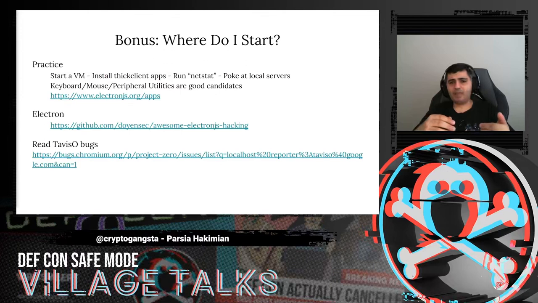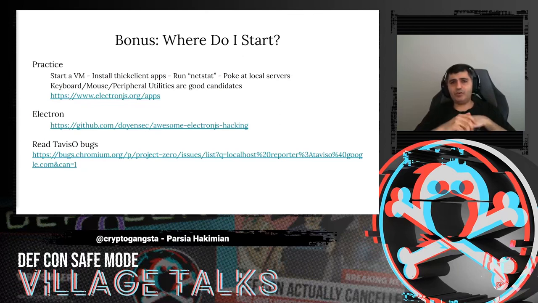So I've talked a lot about how to find things and how to fix things, but your next question is, how do we get started in this niche? Practice is the best thing. Start a virtual machine, install a bunch of these thick client apps, run netstat, see what servers you have. Start poking at those servers, look at the CORS, look at what APIs they expose. The peripheral utility apps are really great candidates. If you have a mouse that comes with a utility to control it, those are usually good candidates. Or you can go to that link on the Electron.js website, which has all the Electron apps. Electron apps usually have the same thing.